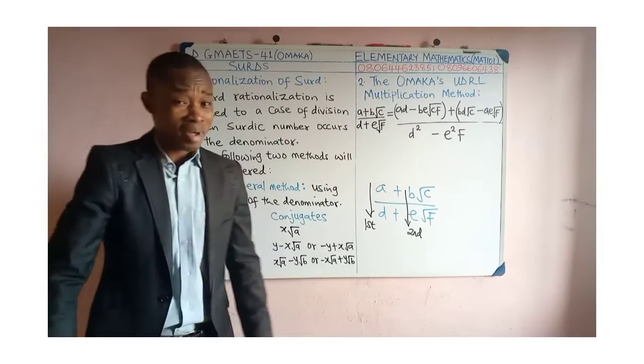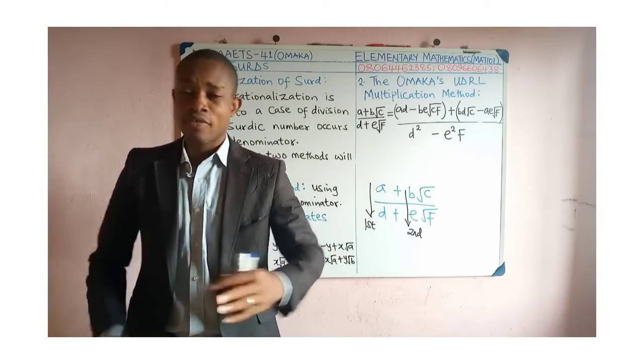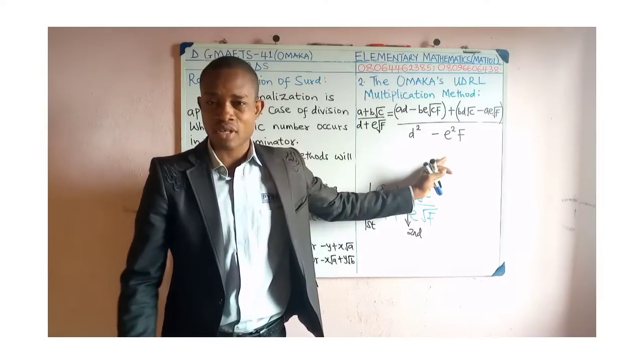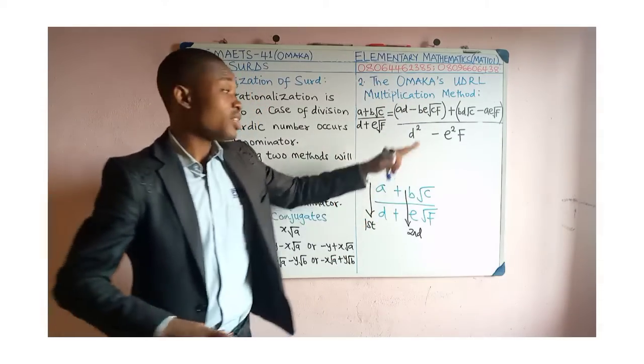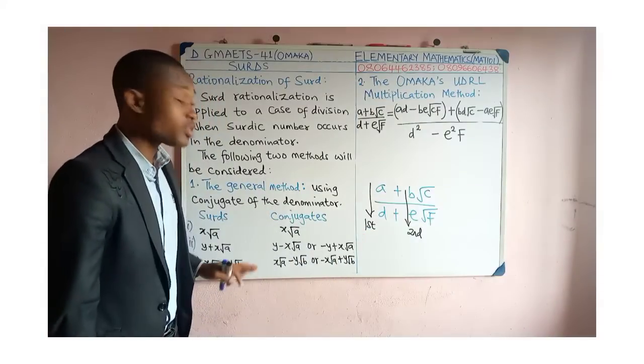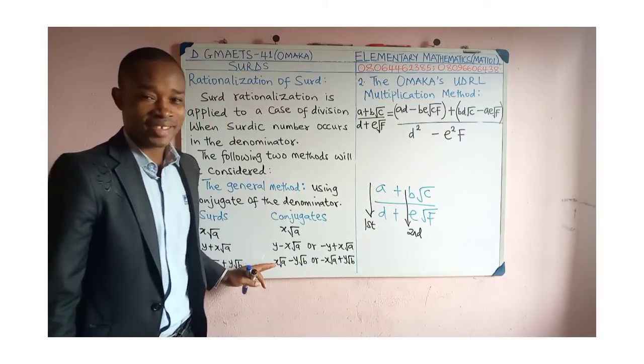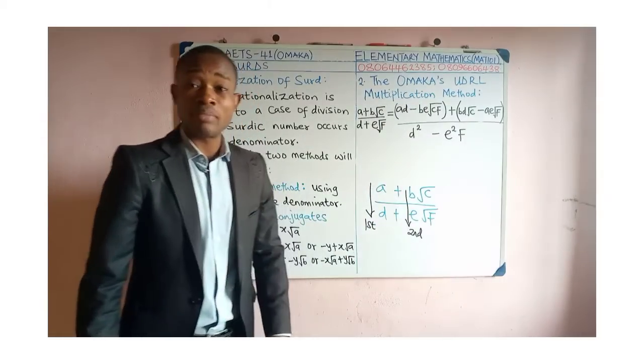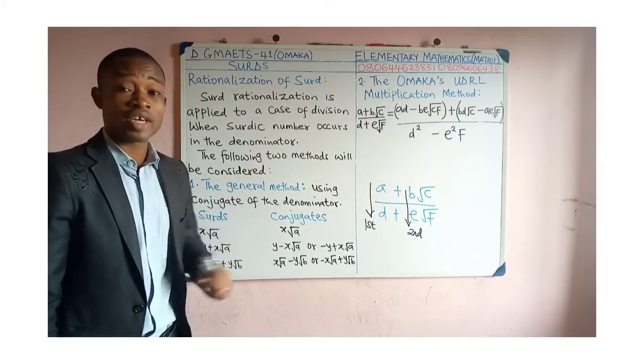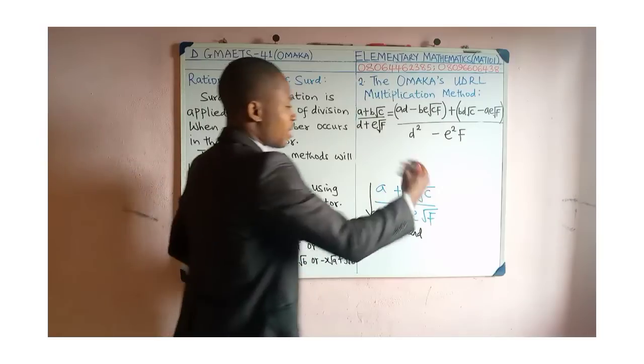So that's the principle. Remember, like I stated, you are expected to follow the principle if you want to use this method. Good enough. This method is faster to obtaining results than using this method. Okay? That is the Omaka'S Udrl method. Is faster than using the conjugate of denominator method. Okay, now let us go.